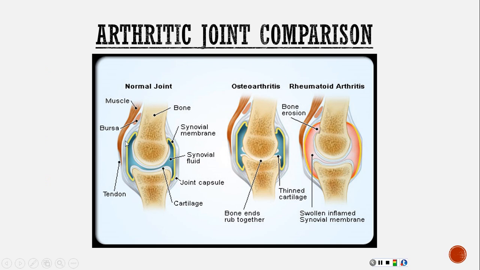Remember, this is the picture that I showed you. This is what the normal joint should look like. This is your osteo, and this is your rheumatoid. Okay. Maybe that helps bring it together.